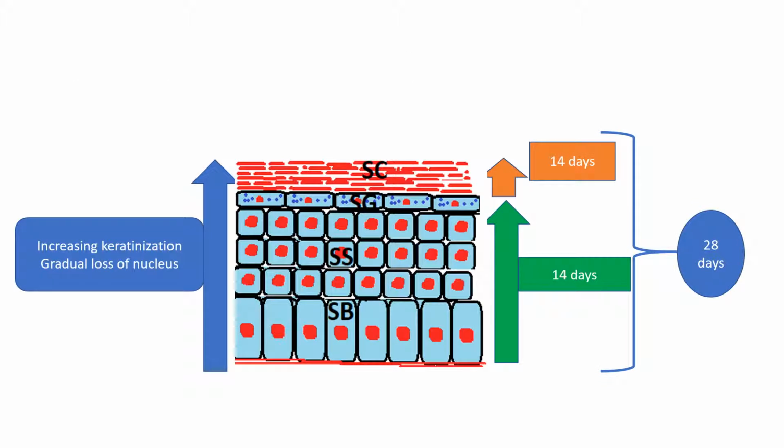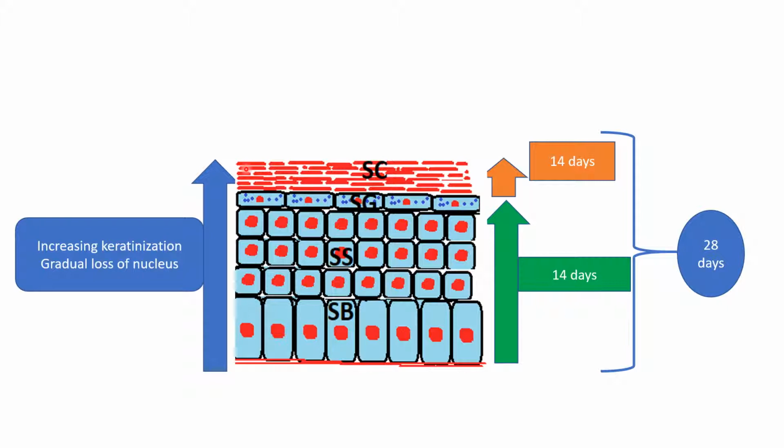In this diagram, we can see various layers of the skin. The arrow on the left shows increasing keratinization and gradual loss of nucleus as we move from stratum basale to stratum corneum.